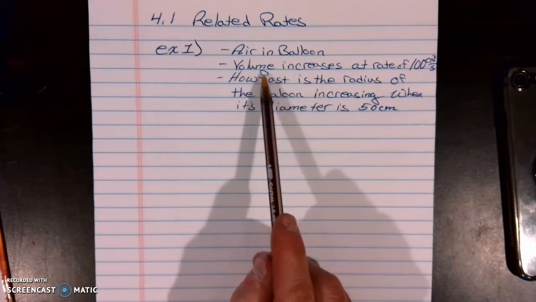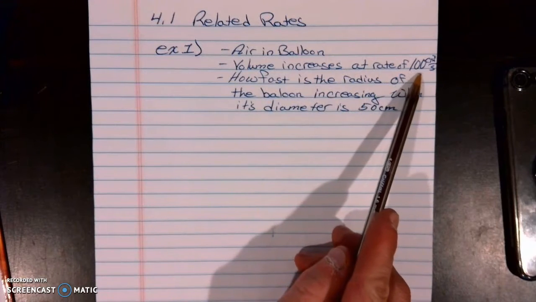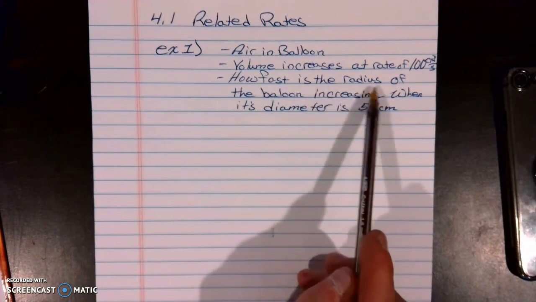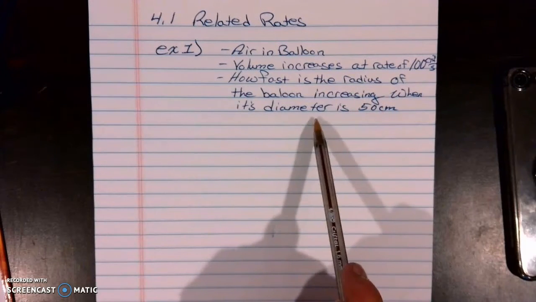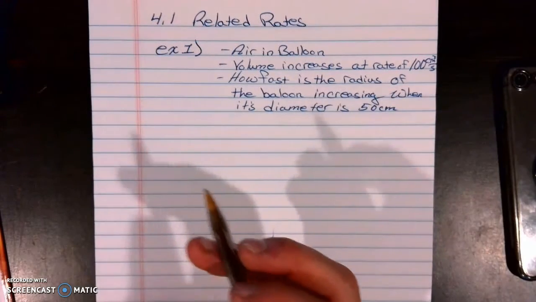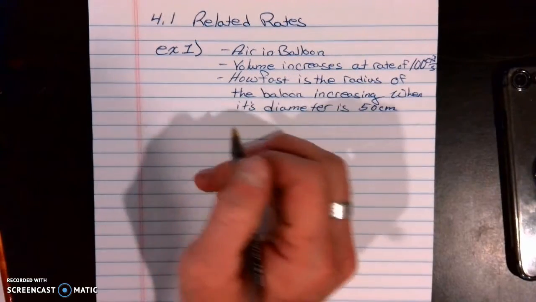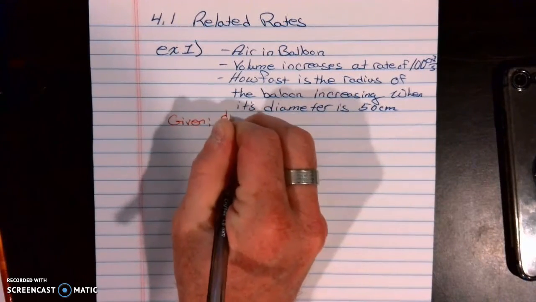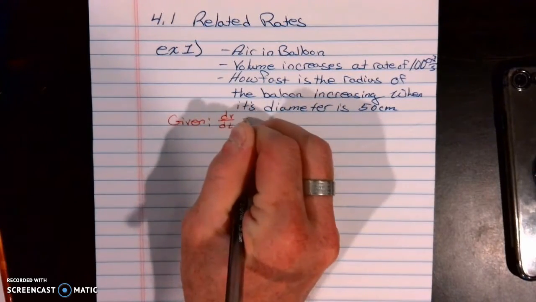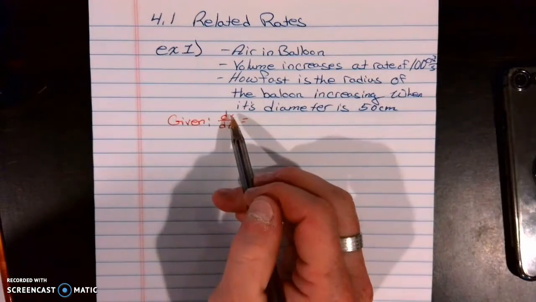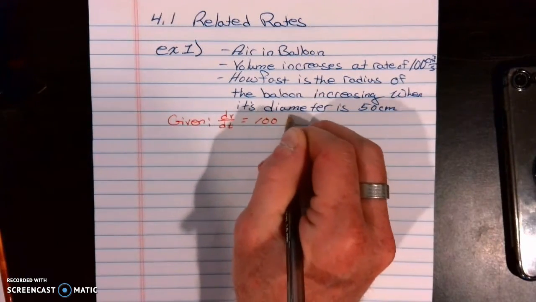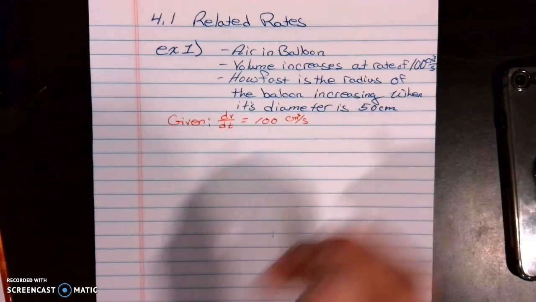So we're thinking air into a balloon, volume's increasing at a rate of 100 centimeters cubed per second. We want to know how fast is the radius of the balloon increasing when its diameter is 50 centimeters. So first thing I'm going to do is write down what my givens are. My given is dV/dt, the rate of change for the volume with respect to time, and that is going to be 100 centimeters cubed per second.